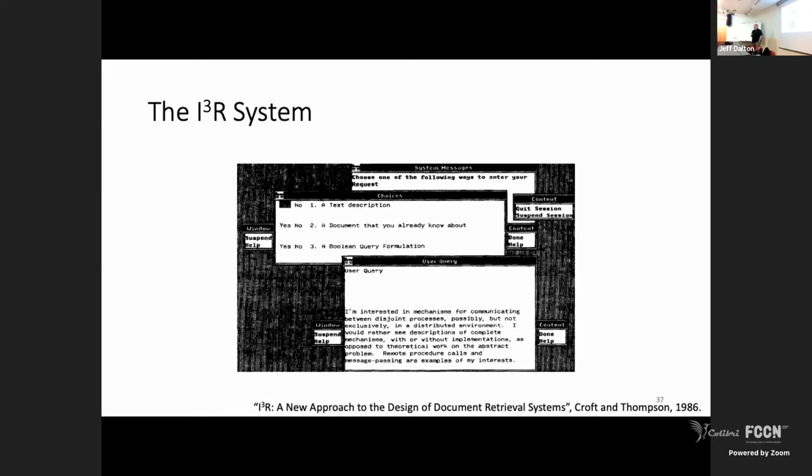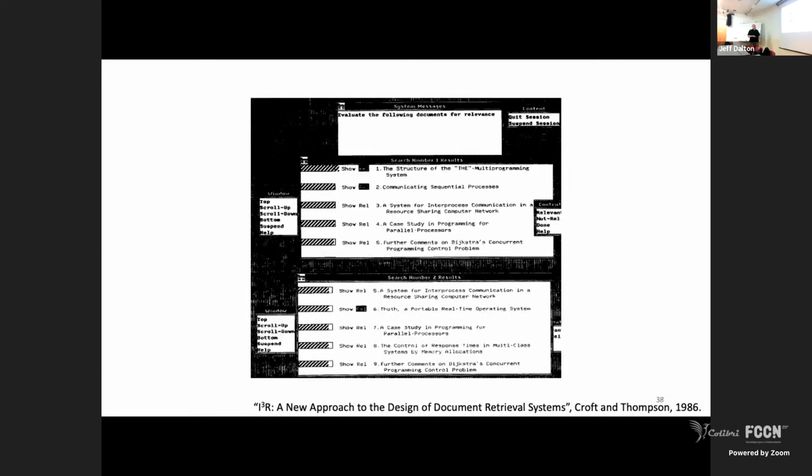This was a far cry from the old school Boolean queries that were present at the time. So this is quite advanced and ambitious, the goal. And you could also start from a text description, you could start from a document, or you could do a Boolean query. So different search strategies that were flexible and could adapt to the user. And they could give you search results.